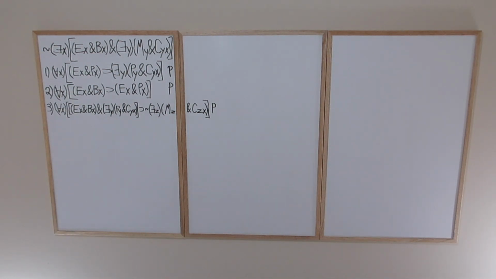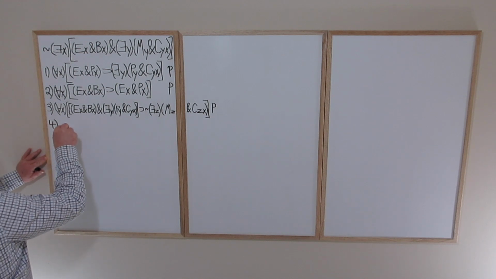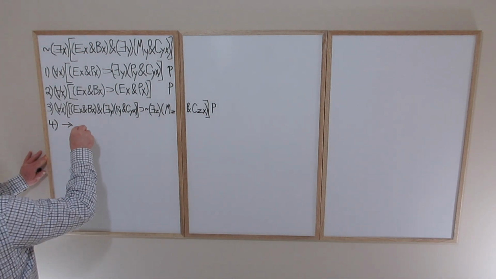So, how do we proceed with this one? Let's do things a little bit differently this time. And instead of doing a CP, let's do an IP. So, our conclusion is a negated existentially quantified sentence. So, we'll start off with the provisional assumption that this sentence is false.